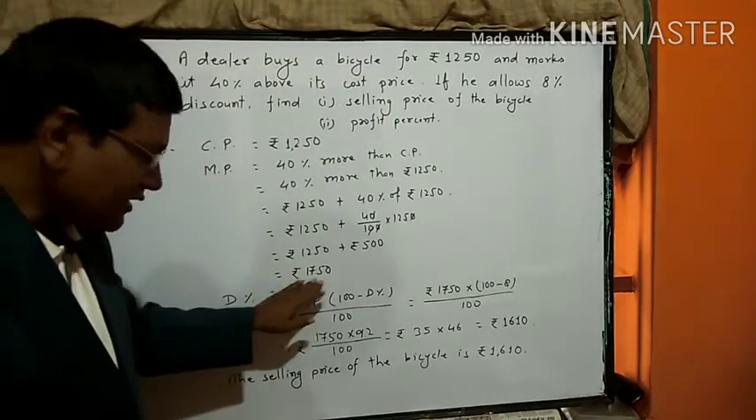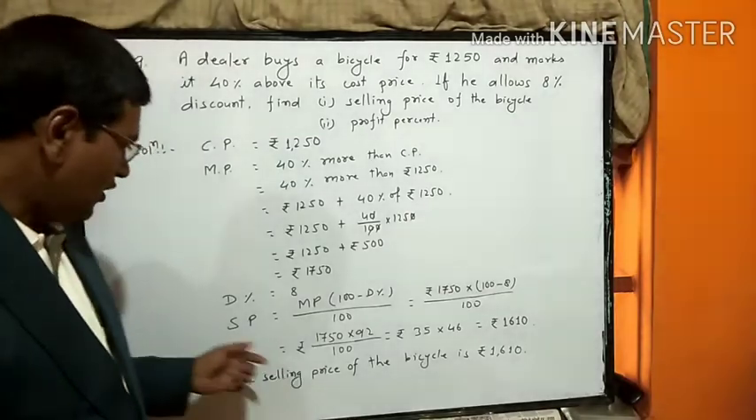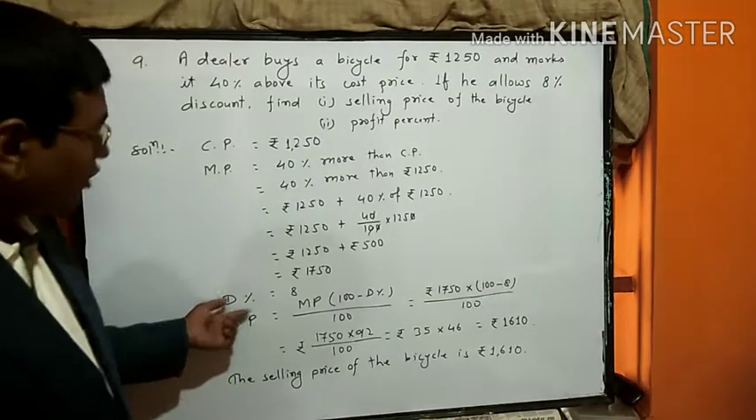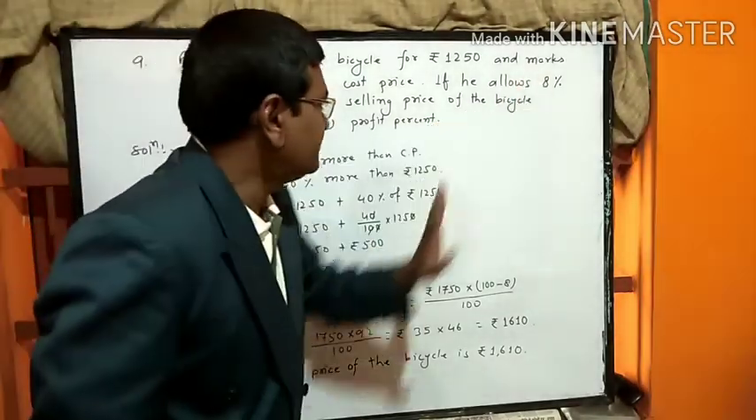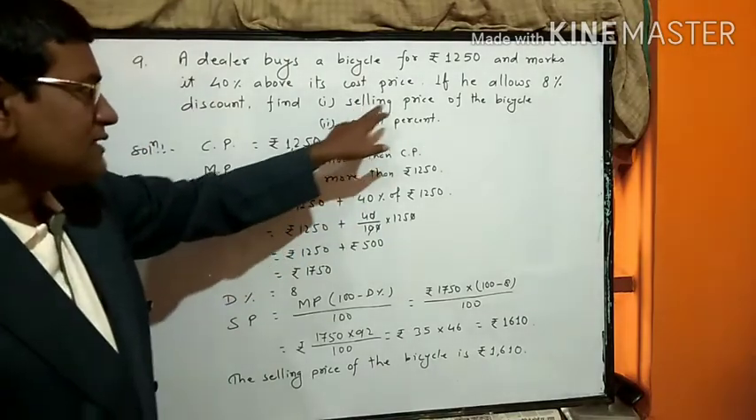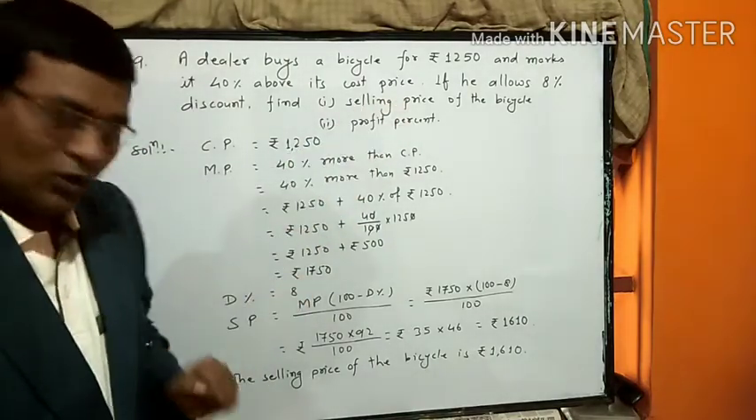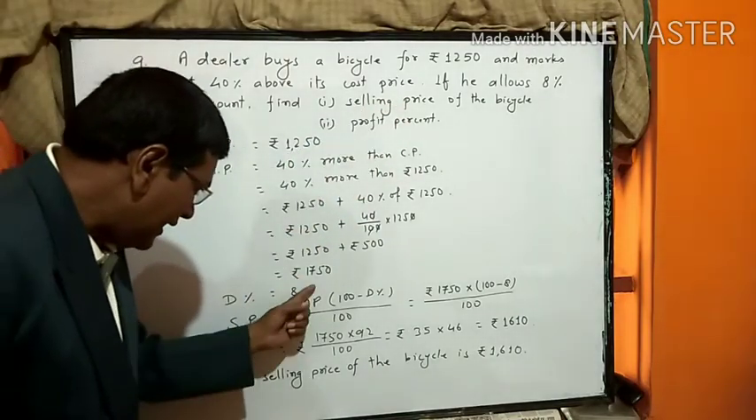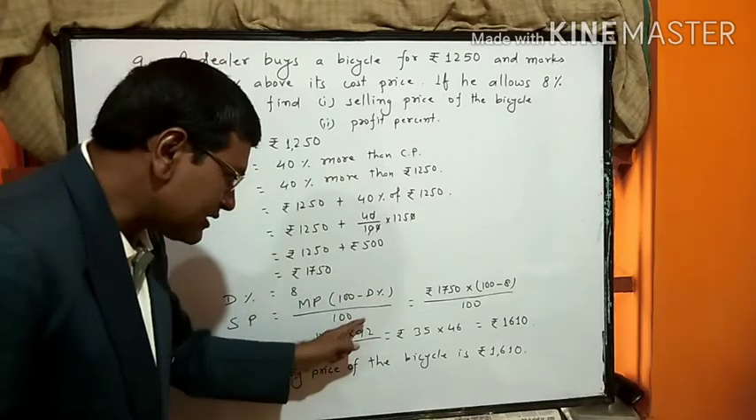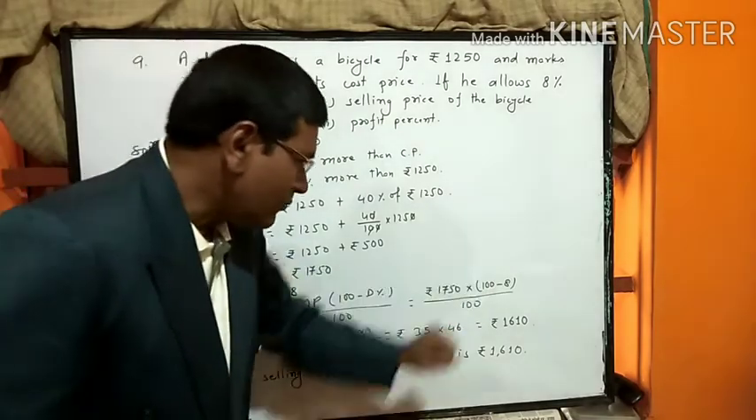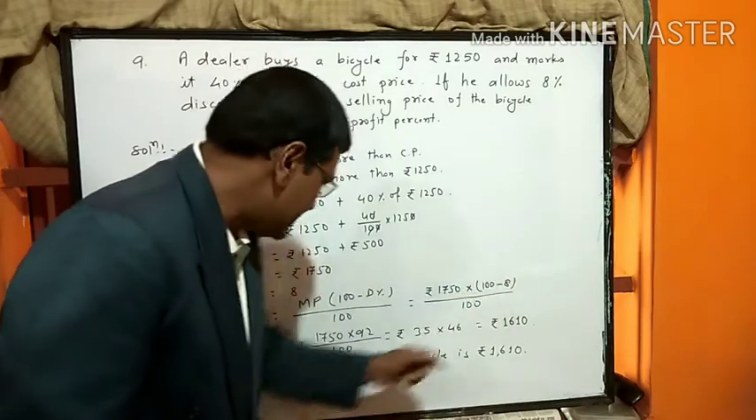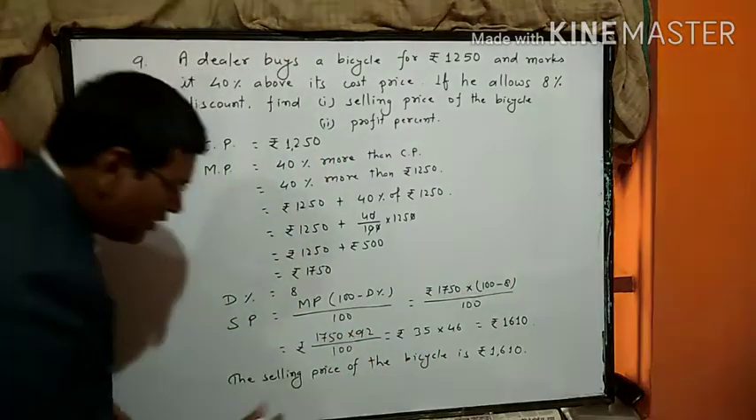MP equals 1750. Now again, discount percent is 8. You have to find selling price. Use the formula. SP equal MP into 100 minus discount percent by 100. Put the value. 100 minus 8 is 92. Now cancel it.